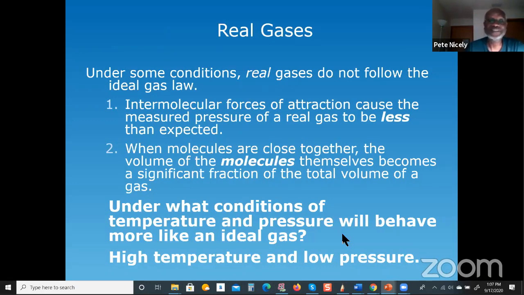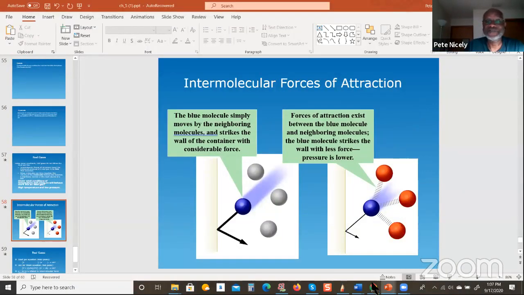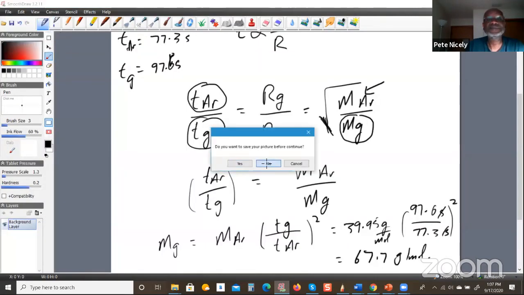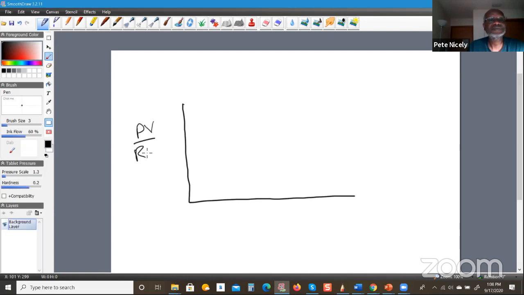And there's a graph which kind of demonstrates this. Let me try to recreate this graph using my writing pad here. If I remember correctly, I need to look up this graph and post it so you guys can see. This graph is a plot of PV over RT. Is it PV over RT? I'm sorry, PV over nT, right, which is equal to R, right?